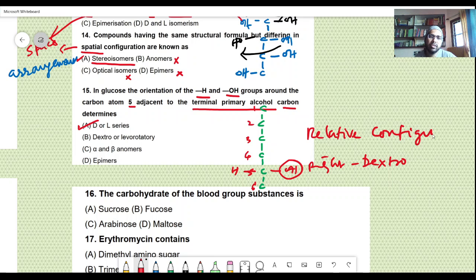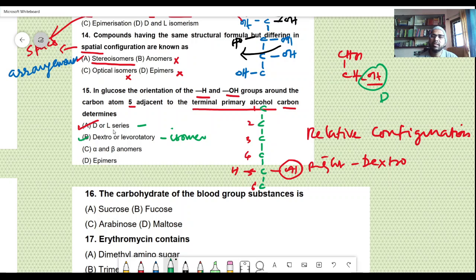Relative configuration is with respect to glycerol, in which you have seen CHO, CHOH, CH2OH, with the OH on the right. Therefore, everything that has OH on the right side, we name it D. So D means dextro, and then the L series. Both are the right answer, so you can choose D or L series and dextro or levo rotatory. This is directly the isomer name. Here the D and L series is written, which means a kind of configuration. It's not alpha and beta isomers. Some may come as alpha and beta isomers, but it's not the right answer.